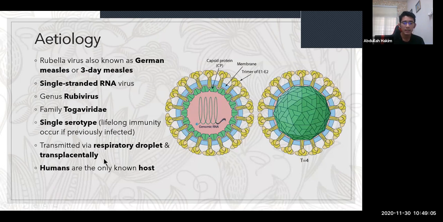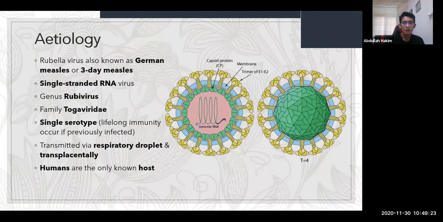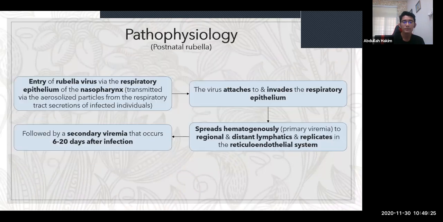So similar like the other two, it is transmitted via respiratory droplet. But there is extra one, which is transplacental transmission. So humans are the only known host. So pathophysiology, I'll be covering about the postnatal rubella and also the congenital rubella.